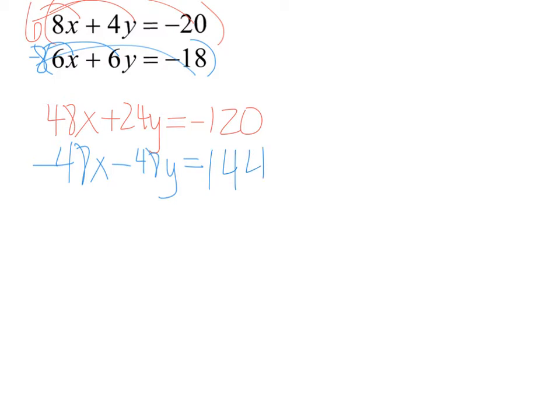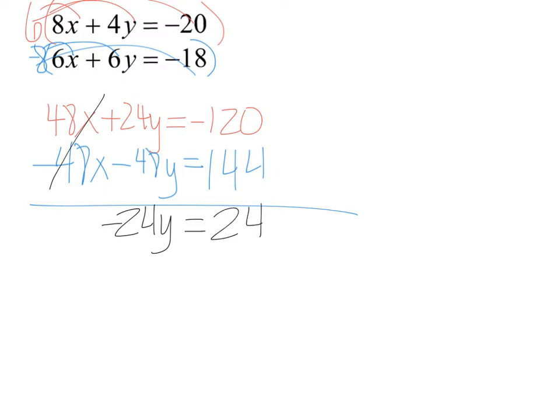So what I've done here is I now have opposites instead of the same number. If it's the same number, we subtract them. Since they're opposites, we get to add the equations together. So 48x plus negative 48x, that's where the elimination comes in. 24y plus negative 48y is negative 24y. And then negative 120 plus 144 is 24. So then I can just divide by the negative 24. And I end up with y is equal to negative 1.